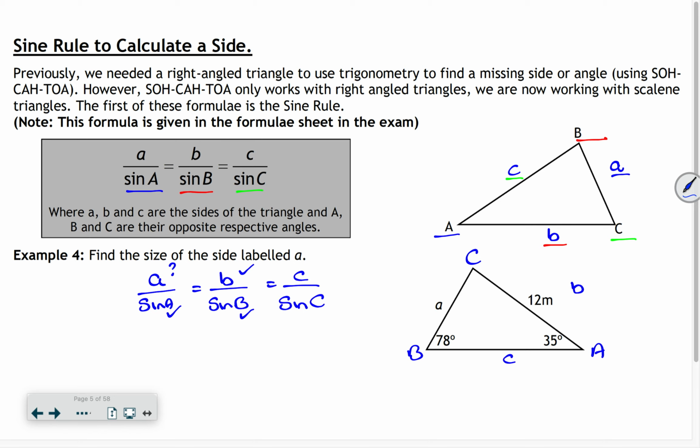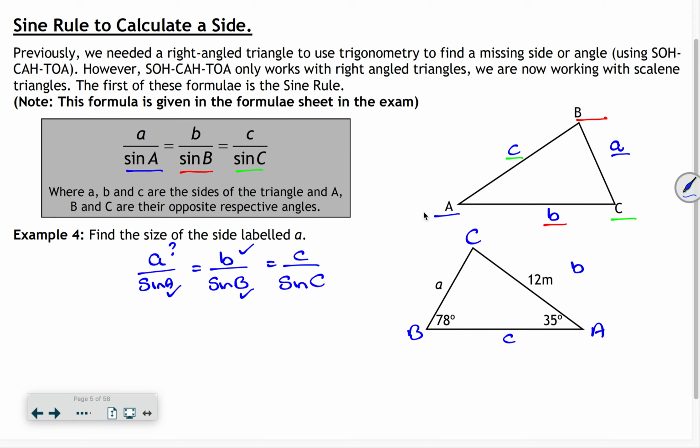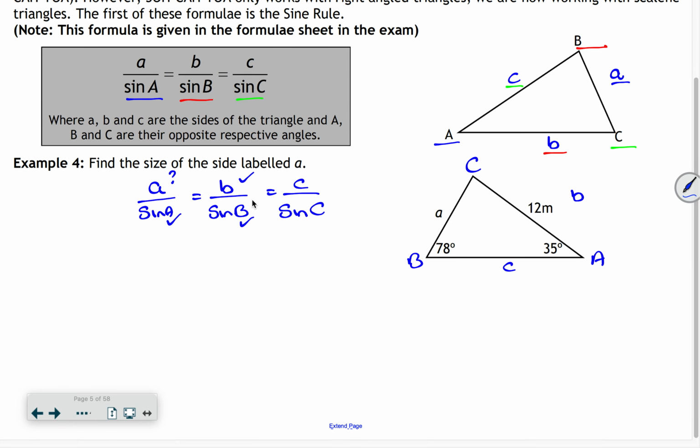What I need in this situation is a full fraction, a side and a paired up angle, which I have here. Then one of the values in my other fraction, and the bit that's a question mark, the thing that I need to find out. I can only ever use two fractions of the sine rule at one time, so forget about c over sine C. You can only ever use two.